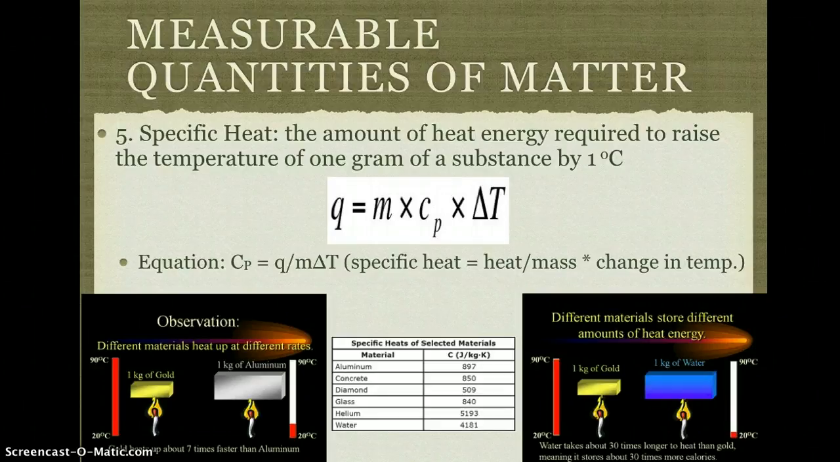Here are just a few numbers, specific heats of selected materials. We see aluminum has not even 900, concrete's much lower than that, diamond's even lower than that, glass is a little lower than that, but then you start looking at helium and water, and we see that the specific heat increases drastically. Just various values there. So that's all I wanted to cover with this section. Make sure you know these 5 measurable quantities of matter, and be ready for a section quiz.